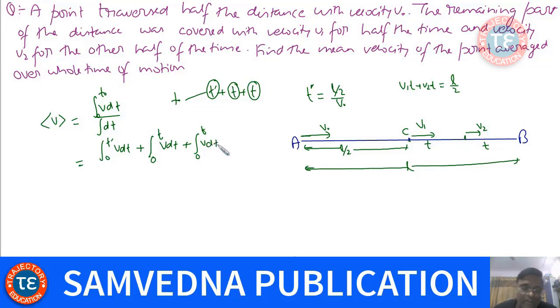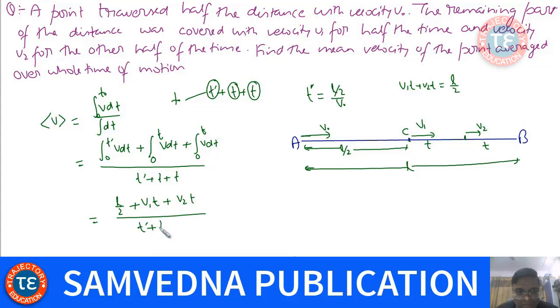And then again from 0 to t with some velocity, and the total time is going to be t dash plus t plus t. So this is L by 2, and this is going to be v1t, this is v2t, over t dash plus t plus t. So what is t? T is L by 2 times v1 plus v2.